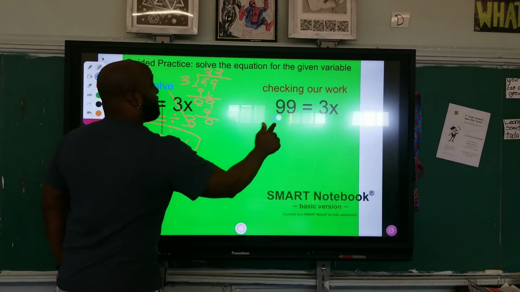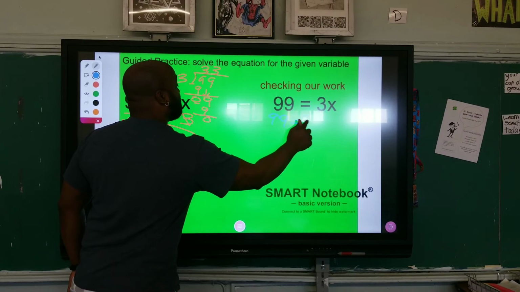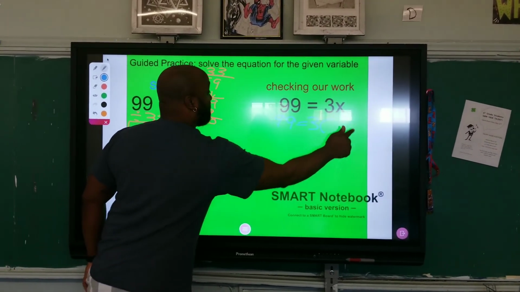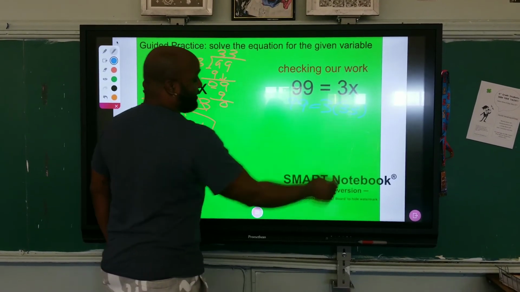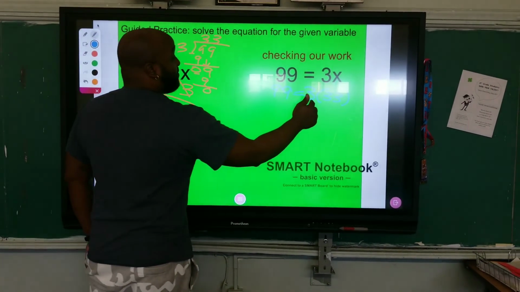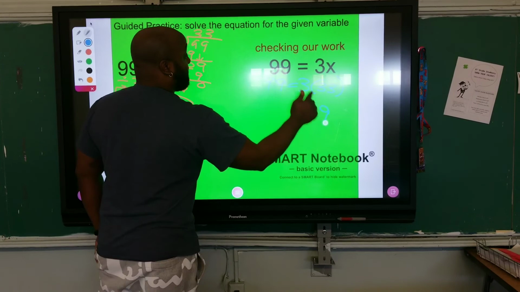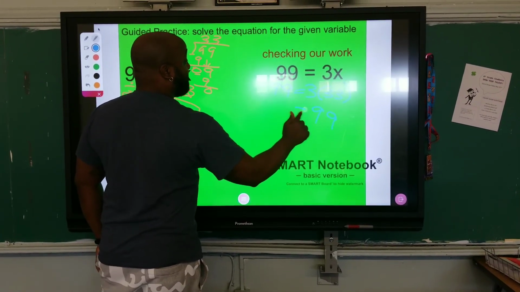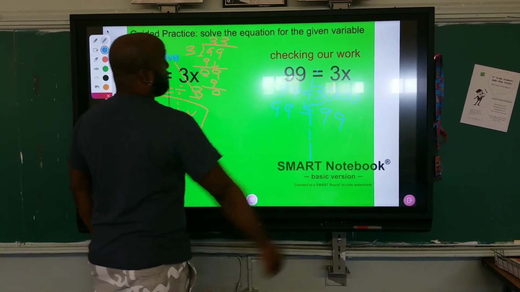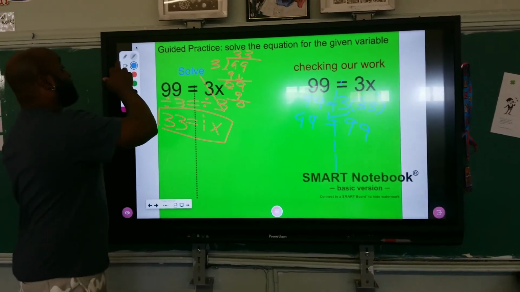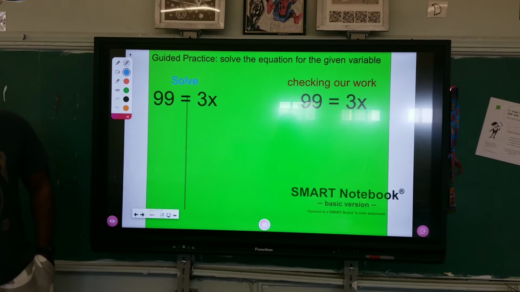We'll go back over here, we'll rewrite, and we will substitute in. Remember to put your parentheses to remind yourself that we are multiplying, and we'll substitute in 33 for x. So 3 times 3 is 9, and 3 times 3 is 9, so we get 99 equals 99. This works.